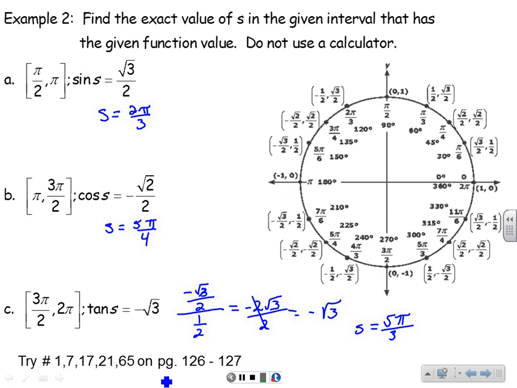Alright, so what I would like you to do is try these numbers on page 126 and 127. Bring them into class if you have any problems.